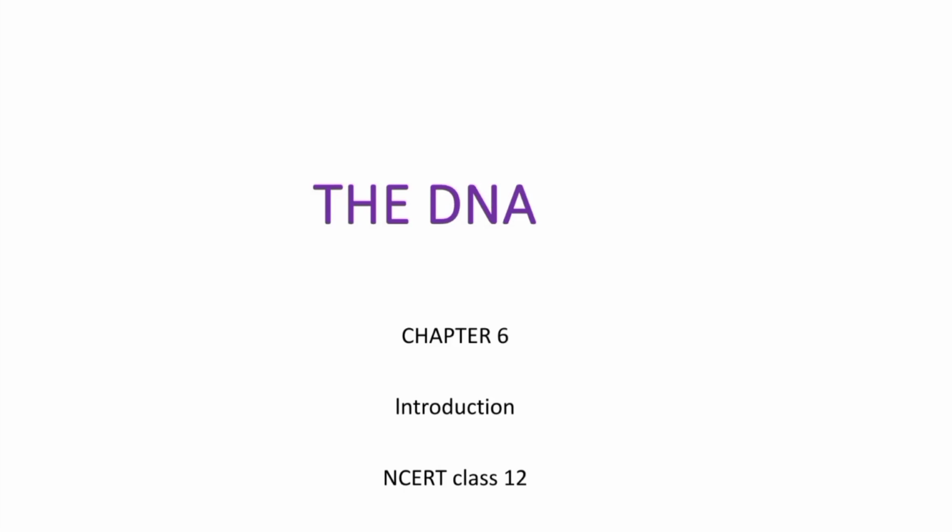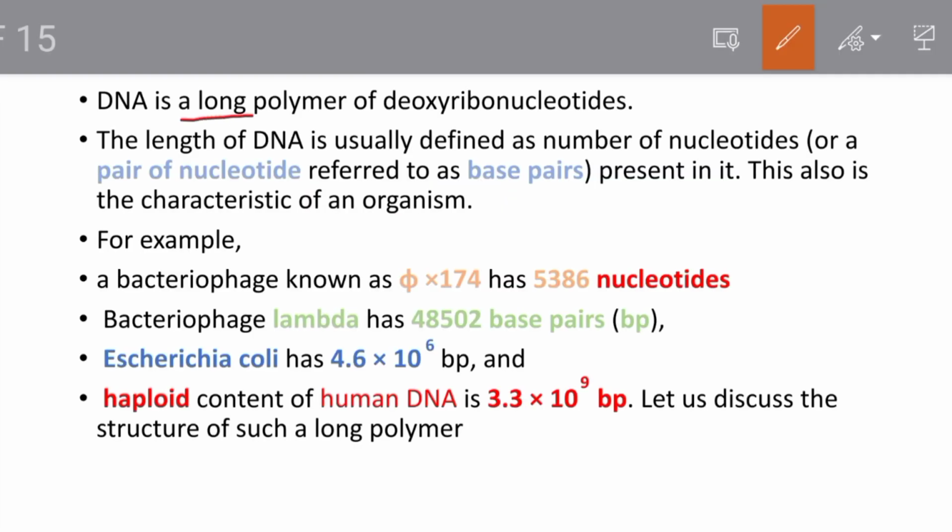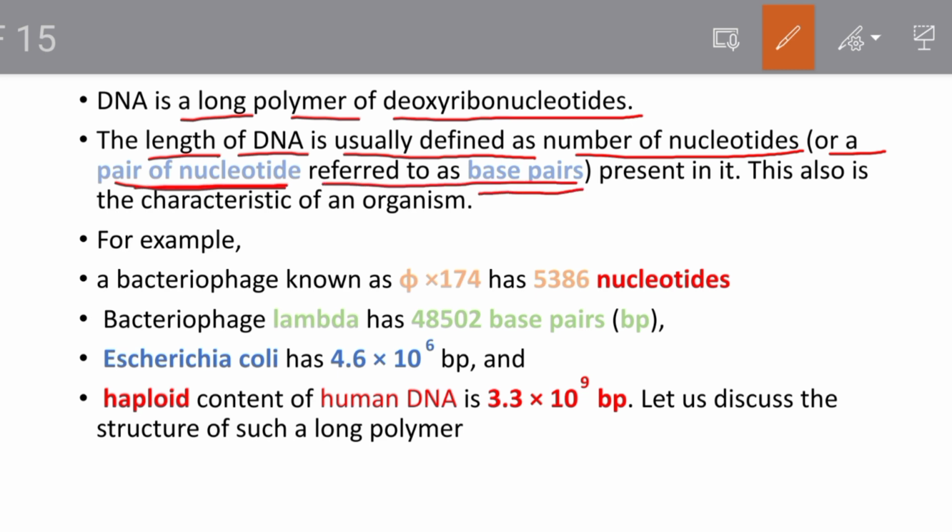The DNA. DNA is a long polymer of deoxyribonucleotides. The length of DNA is usually defined as number of nucleotides or a pair of nucleotide. A pair of nucleotide is referred to as base pairs present in DNA. Base pairs or number of nucleotides is also characteristic of an organism.